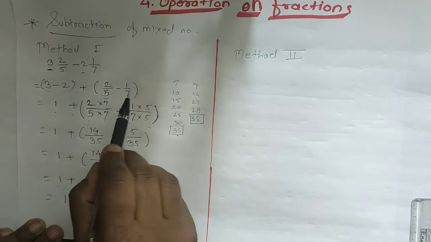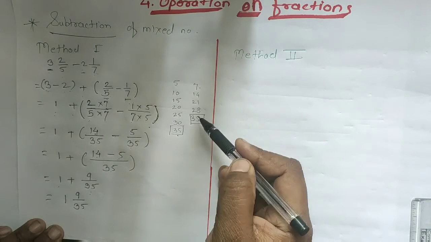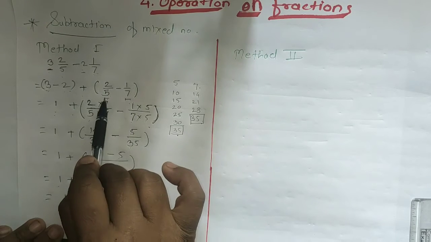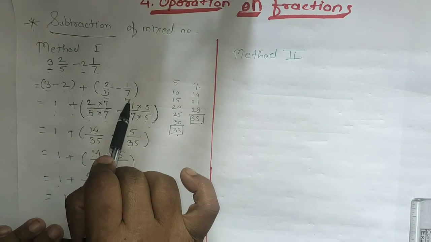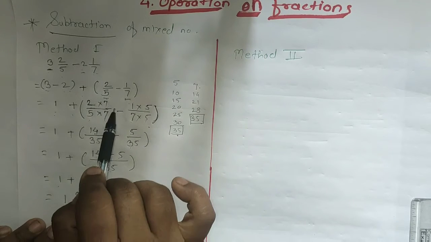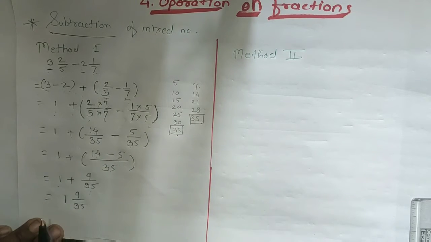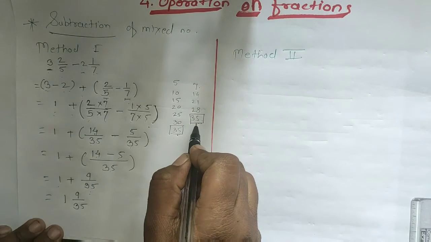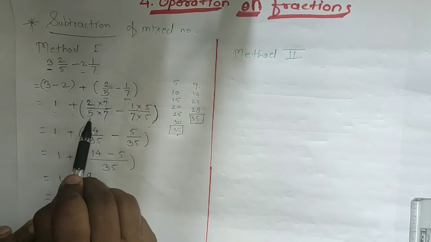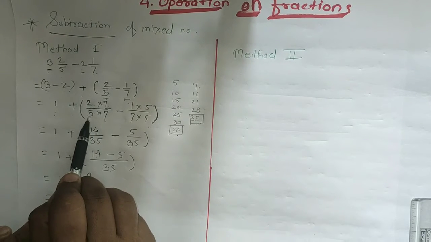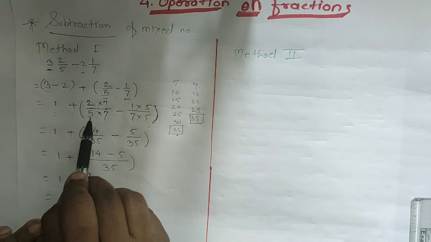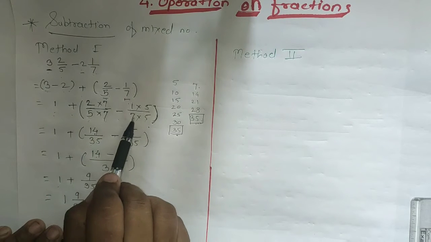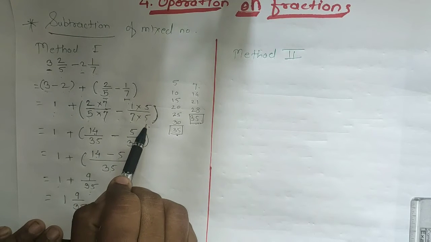So for that I find the number which is common in the tables of 5 and 7, because 7 is not inside the table of 5, and 5 is not inside the table of 7. Both are prime numbers, and prime numbers are divisible by 1 and themselves only. That's why the first common number I find is 35. Now this is the fraction 2 upon 5. To make 35 I have to multiply this fraction by 7, so I have multiplied it here. Then minus 1 by 7, I have to multiply by 5 to make the denominator the same.